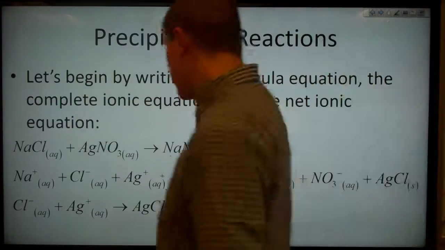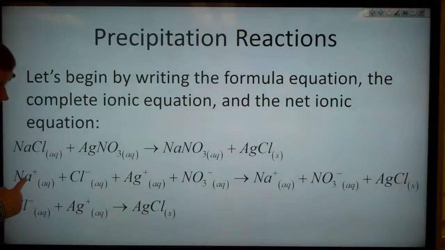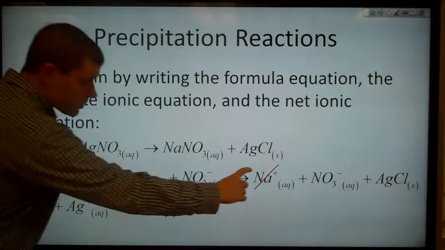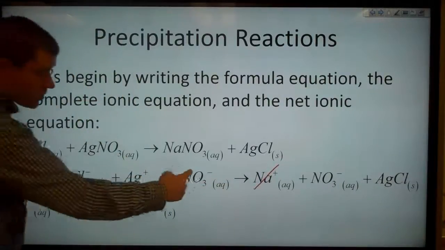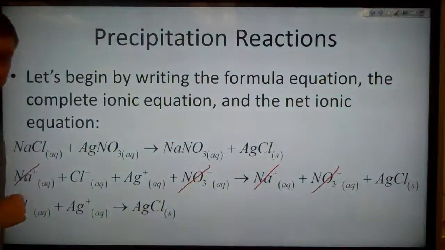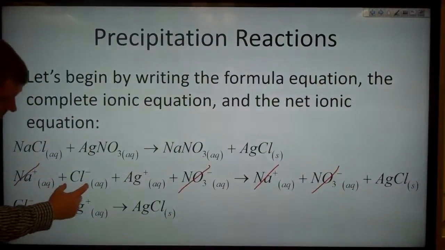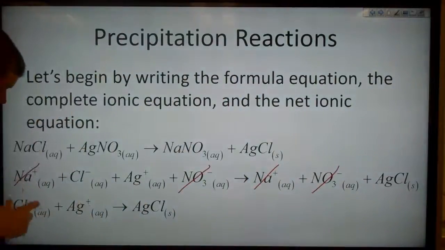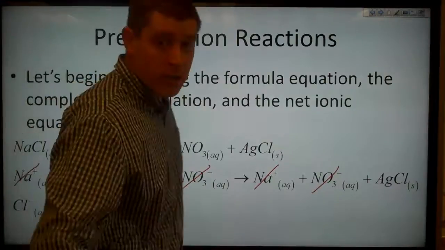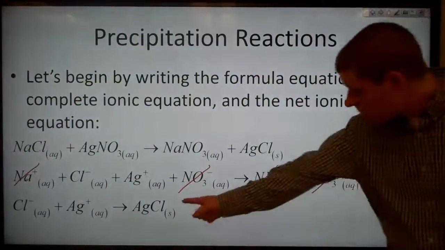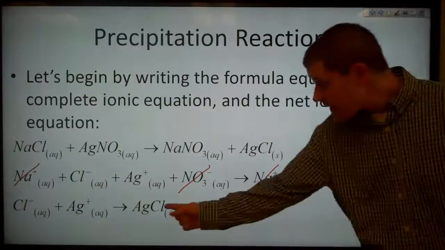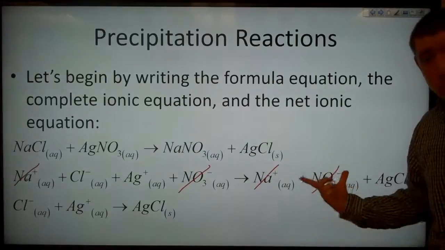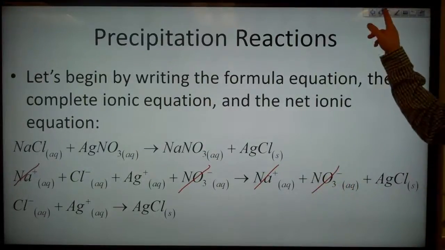Now you can see that we have sodium ions on the left and sodium ions on the right. We have some nitrate ions on the left, some nitrate ions on the right. And that means that now we're left with chloride ions plus silver ions yield silver chloride. So that's what we write down here. Chloride plus silver ions yield silver chloride. This is our net ionic equation, where we've removed the ions in the complete ionic equation that aren't doing anything. We've removed the spectator ions.